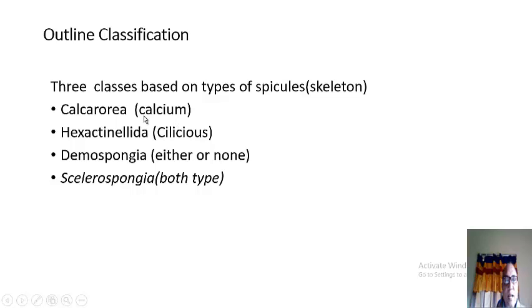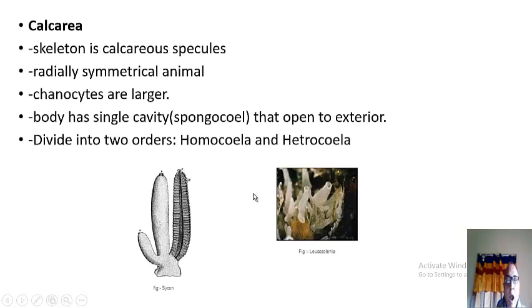If the skeleton is made up of calcium, then that group of Porifera is called Calcarea. And siliceous materials make the spicules in Hexactinellida. Demospongiae either have or lack spicules; both are found in the same animals.